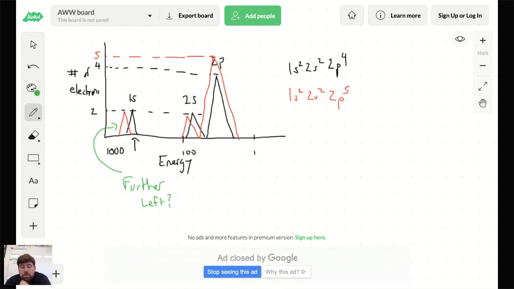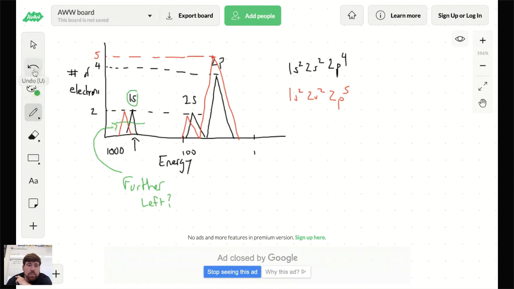Why are they harder to remove those electrons? Because fluorine has more protons within the nucleus. As you add protons to the nucleus, the electrons that are in the same energy level, which are these ones right here, get more and more attracted to the nucleus and begin shifting further and further left.